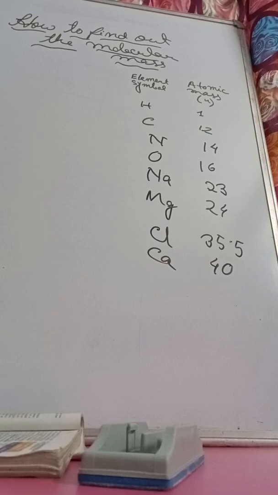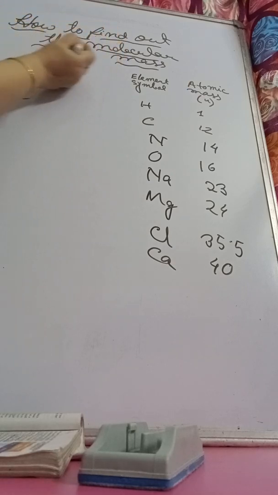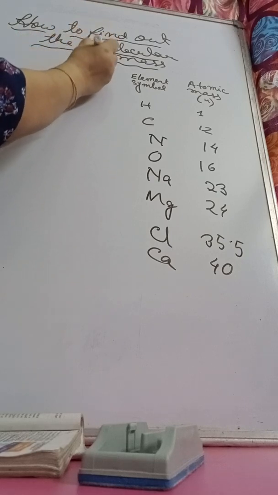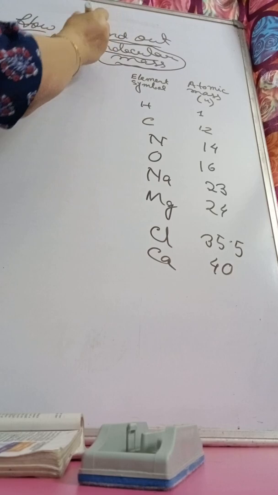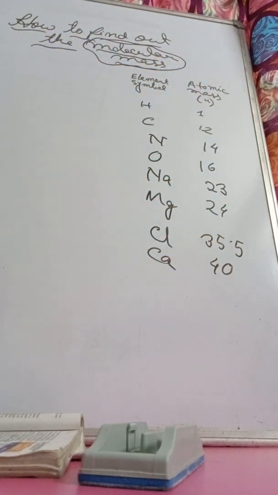Hello students, we are going to discuss today the molecular mass. How to find out the molecular mass of a particular molecule. To find out the molecular mass of a particular molecule, we should know the atomic mass of all the atoms which constitute together to form that molecule.